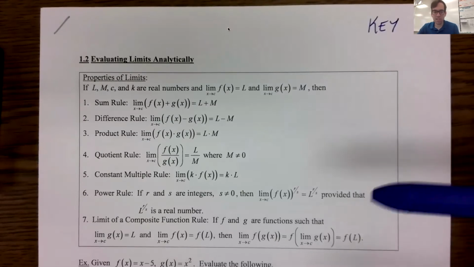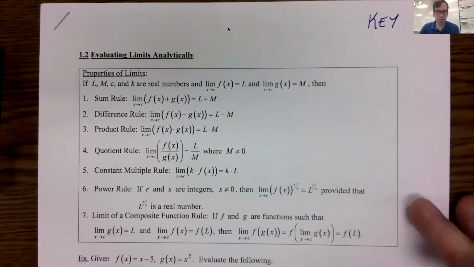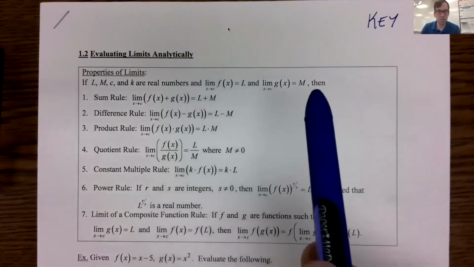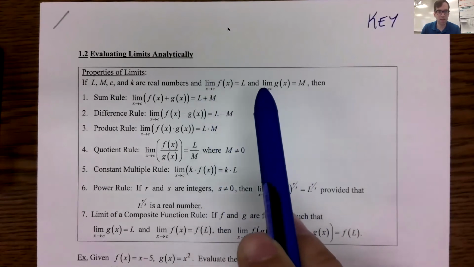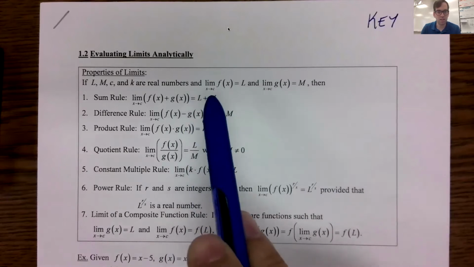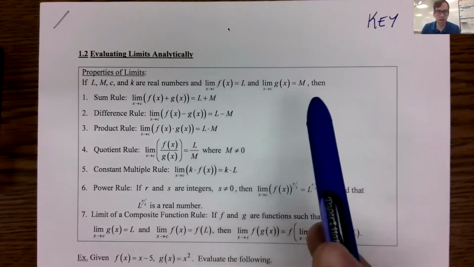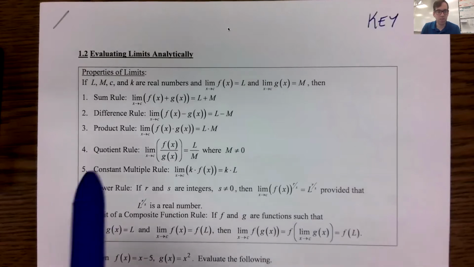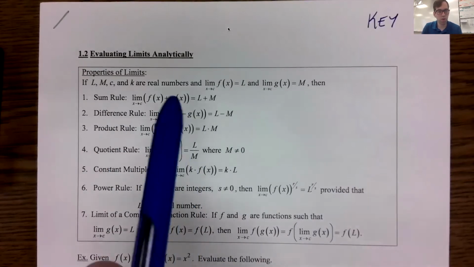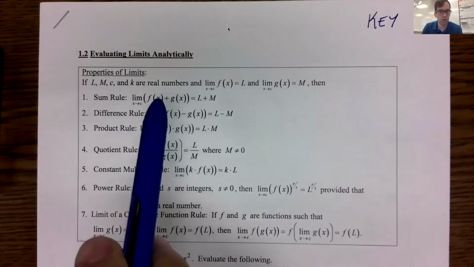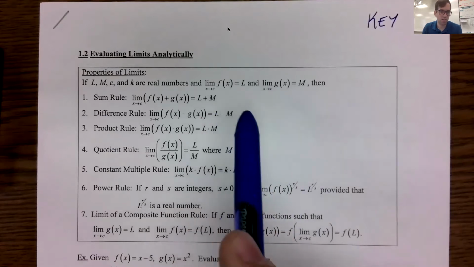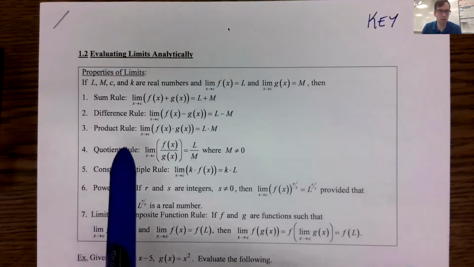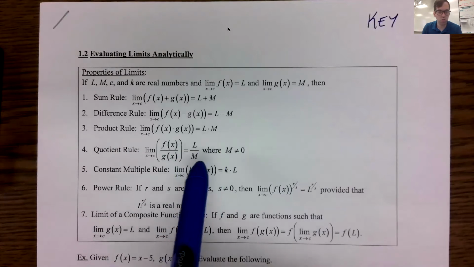So up at the top here, we have a whole bunch of properties of limits. If we have 2 different limit statements here, like the limit as x approaches c of f of x and the limit as x approaches c of g of x, and maybe we just say those values are L and M, then we've got these pretty simple properties. So we have a sum rule. For adding the 2 functions, the limit is just the sum of their individual limits. Difference works the same way. Product rule works the same way. Quotient rule works the same way. Of course, we can't divide by 0.